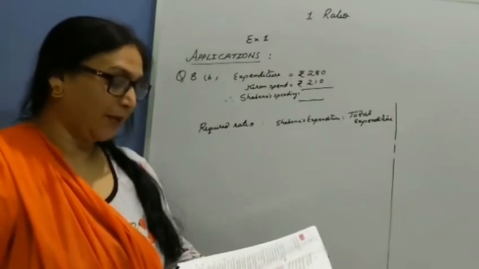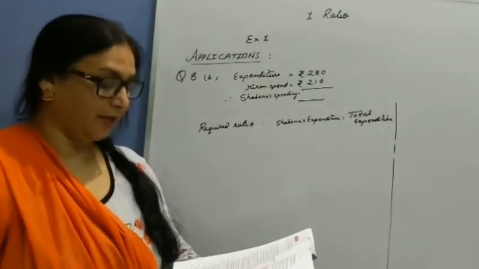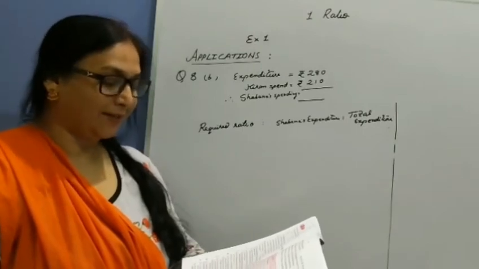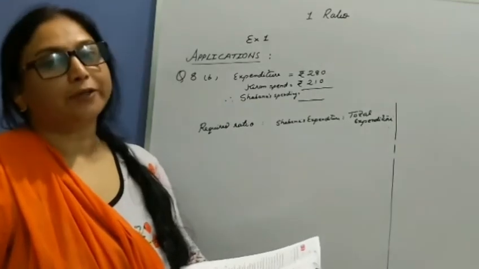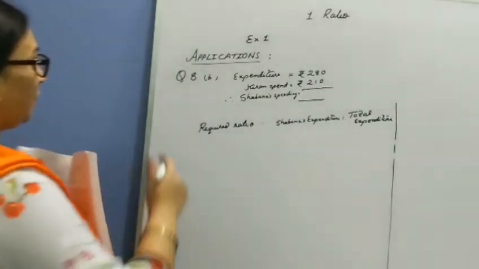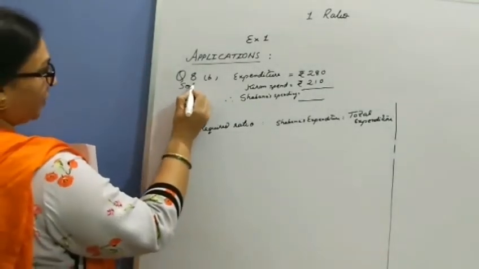Kiran and Shabana together spend rupees 280. If Kiran spends rupees 210, then find the ratio of Shabana's expenditure to the total expenditure. So how to proceed? First we write here solution.